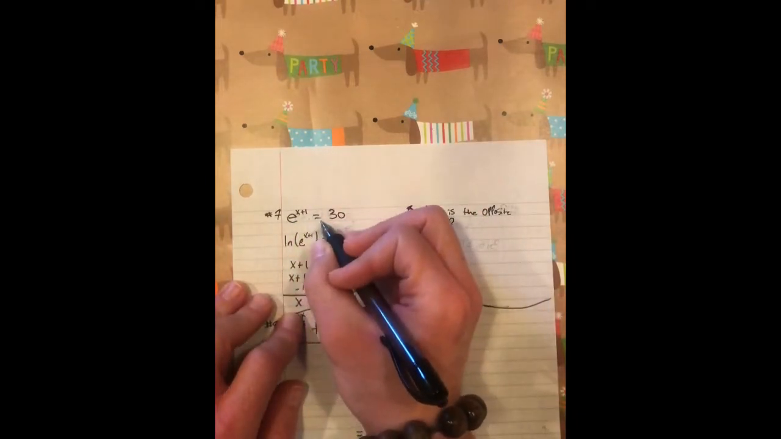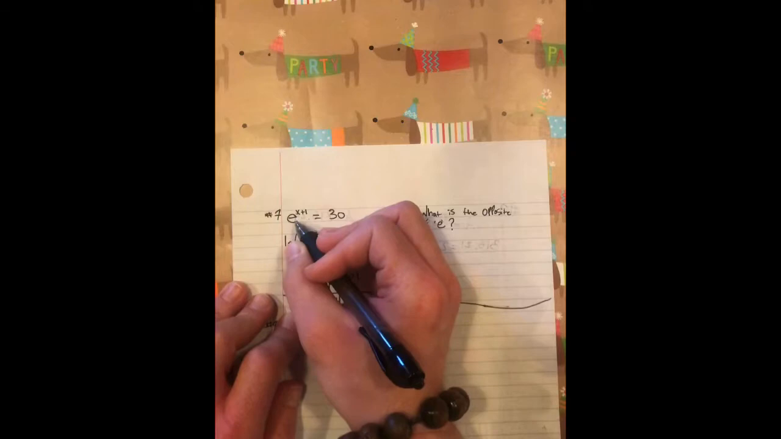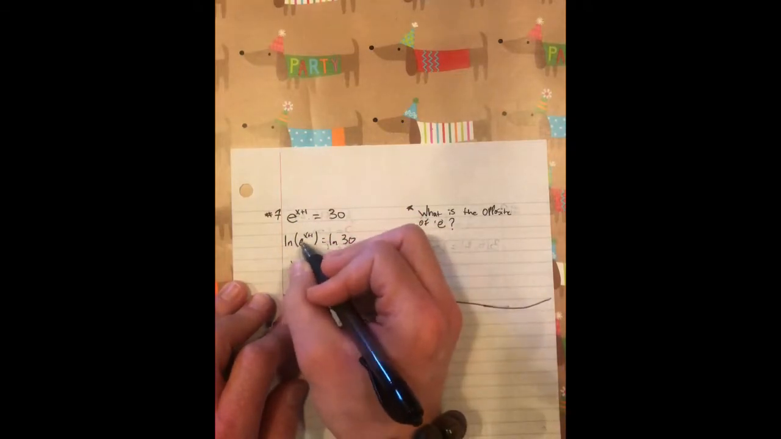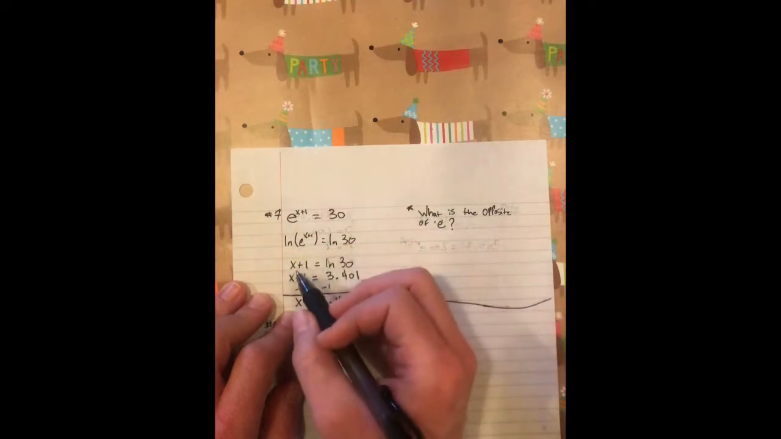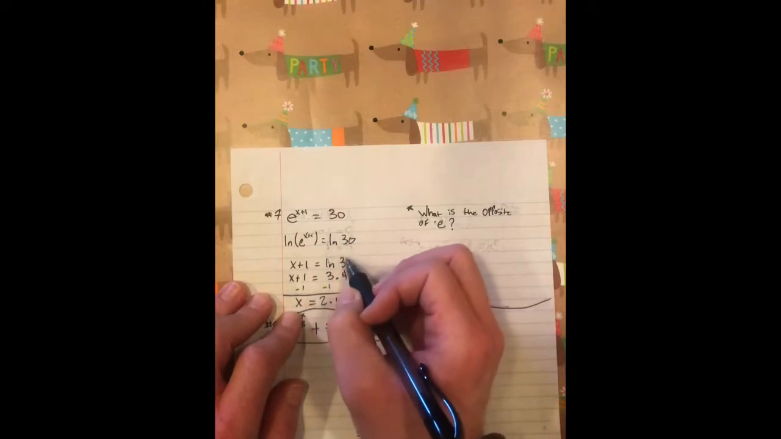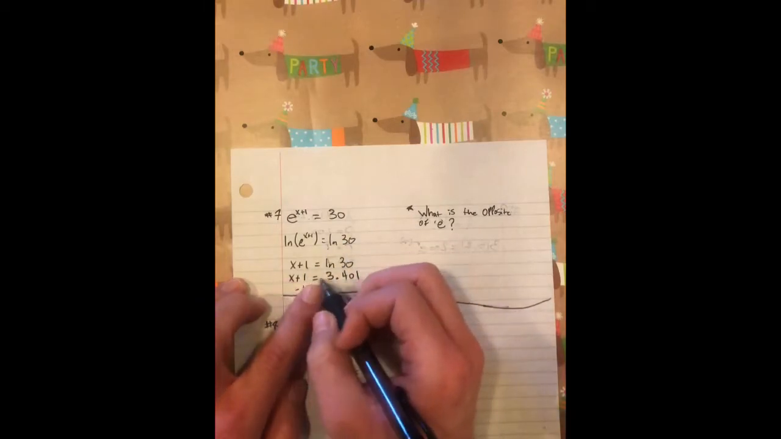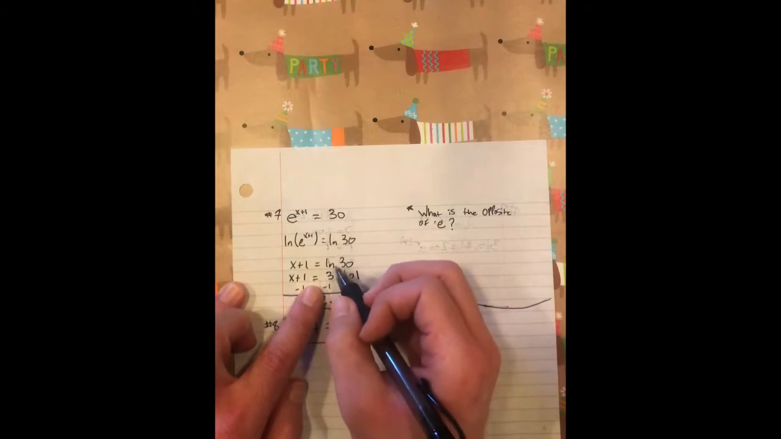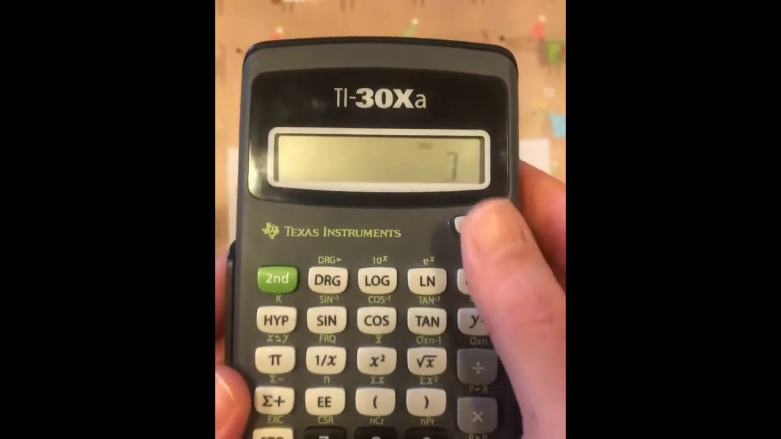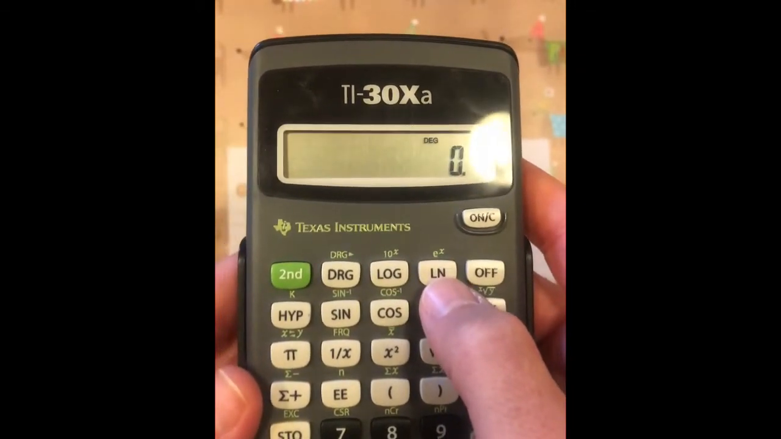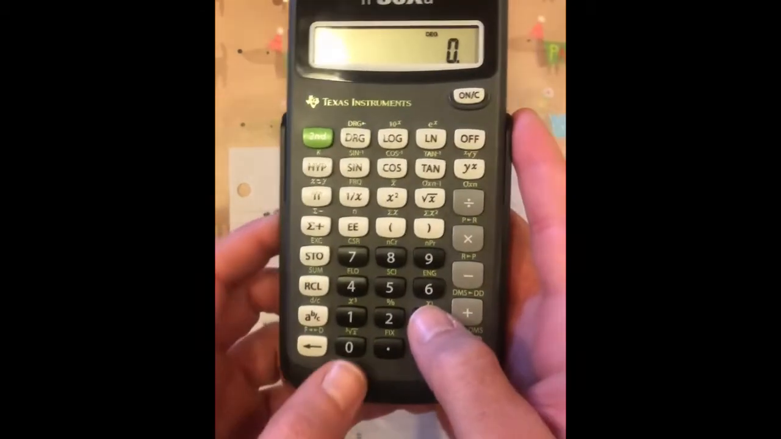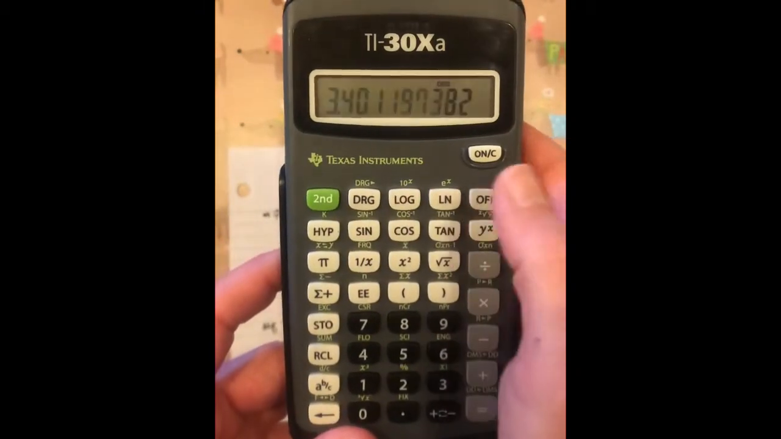So e to the x plus 1 equals 30. I want to get rid of e, so I apply ln to both sides. This cancels this, and I just get x plus 1. I just brought the exponent down. ln 30 I just brought down. Now, just like before, I turned this into a decimal first. I type that into the calculator. To do so, I just have ln here. So I type in 30 first, hit ln, and it'll already work.